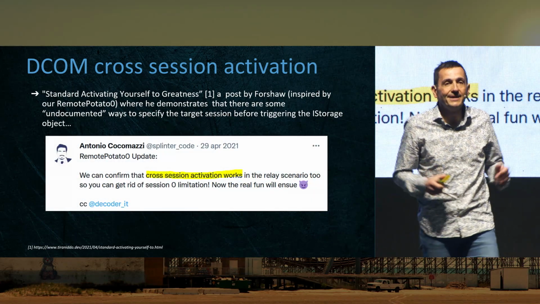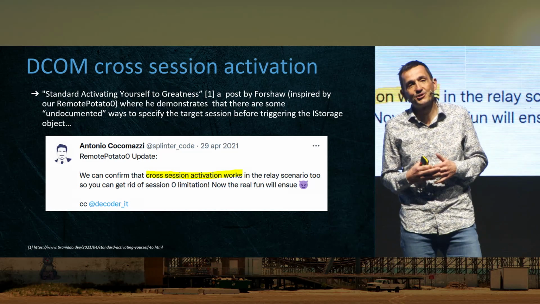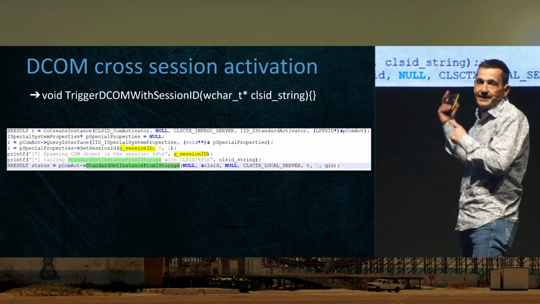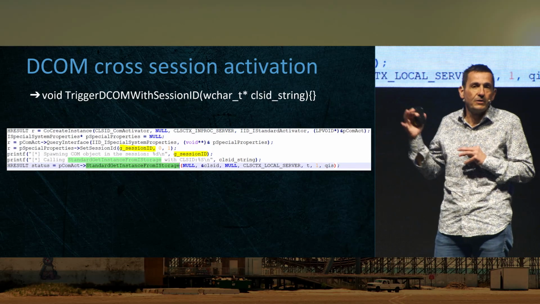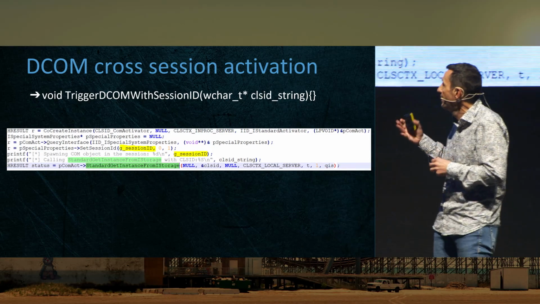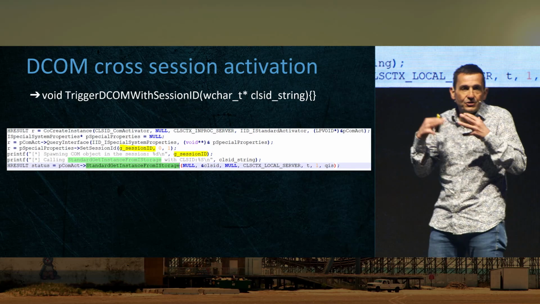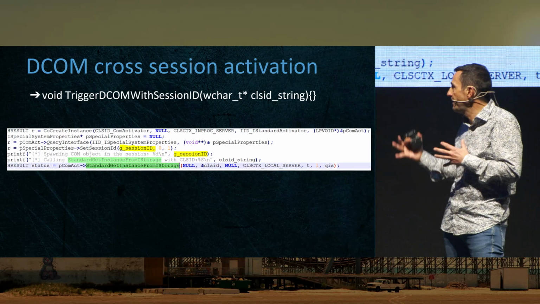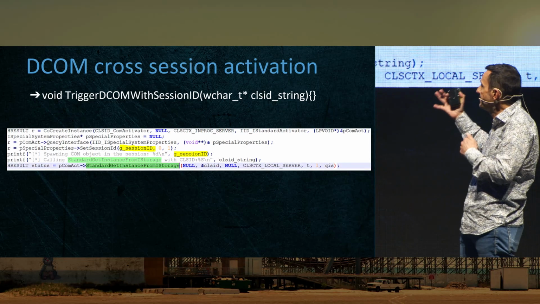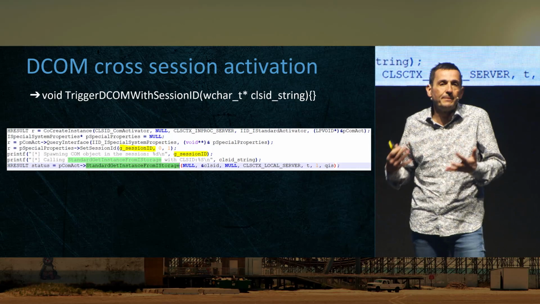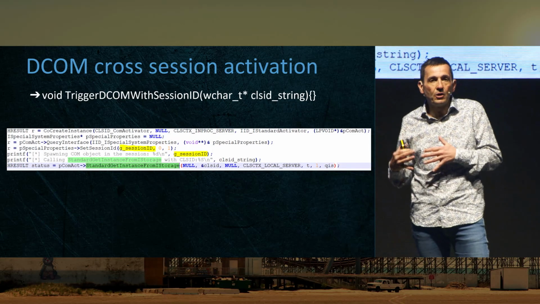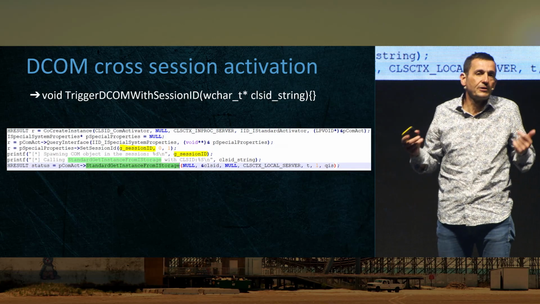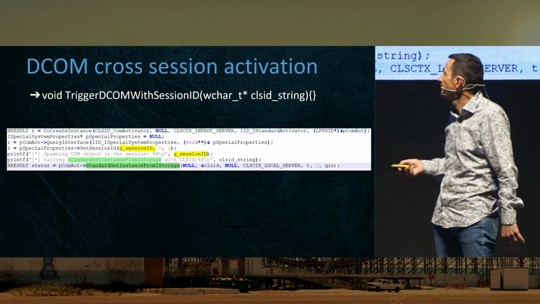And with this tweet, we finally announced that cross-session was possible also in our exploit. And in this snippet, you can see the code which we implemented in a new function. So in the activation service, we can specify the session ID, and then we instantiate the object via this undocumented standard CoGetInstanceFromIStorage call, which permits us to activate an object on a different session, not only the first session where the user is logged in.